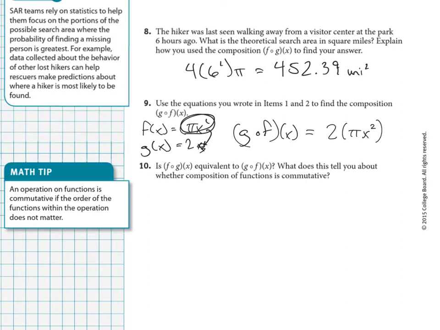This is a different function than the other direction. So for number 10, this is an important thing to know. Is f of g of x the same as g of f of x? Well, that's a no. So what does this tell you about commutative? It's not commutative. Order matters, basically. So it's important that you do the composition in the correct order, the order that you're asked for.